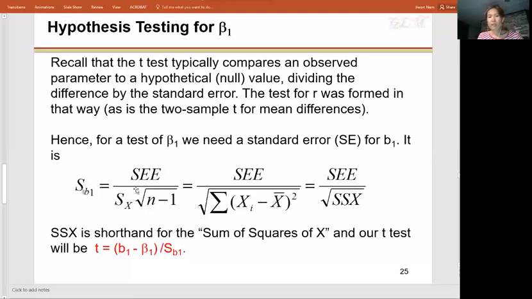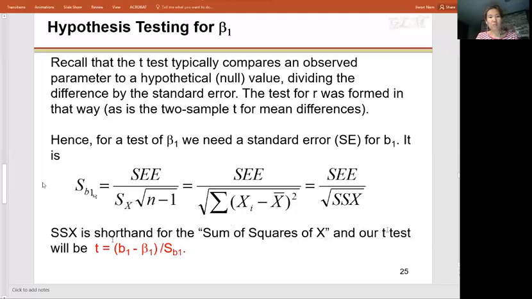How do we calculate that? The numerator is the standard error of the estimate, and the denominator is the standard deviation of X, and you need the sample size here. Okay, this is called sum of square X. So sum of square X, then root. Anyway, the standard error of slope equals SEE divided by root SSX. SSX is the sum of square X.